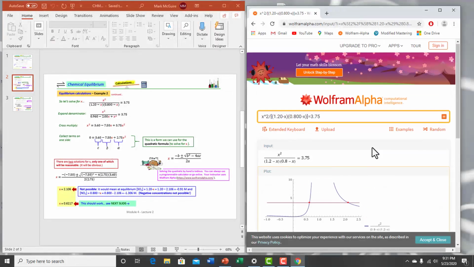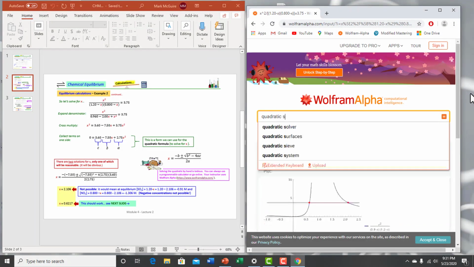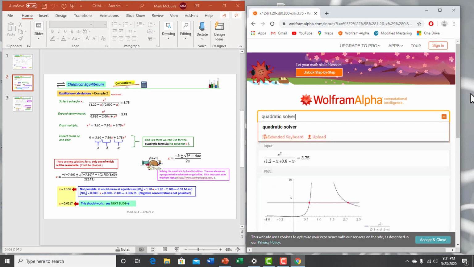Now, if I had solved the equation by hand and put it in this form, so I had an a and a b and a c to put in the quadratic formula, I could still use Wolfram-Alpha, this time in a different way. I could use something called a quadratic solver, which I will find by typing in the obscure term quadratic solver.